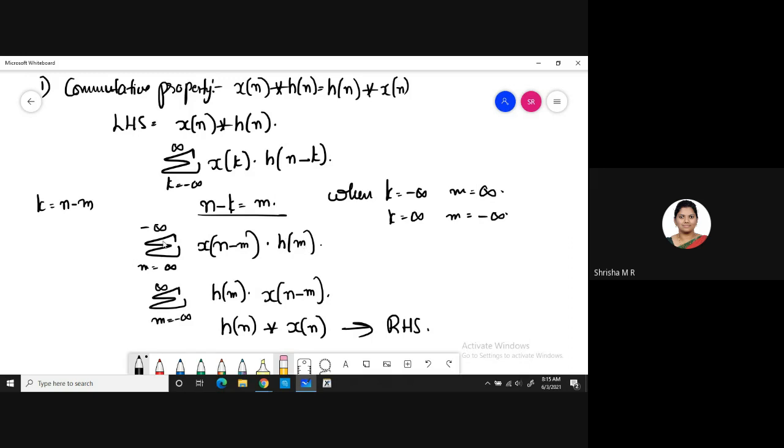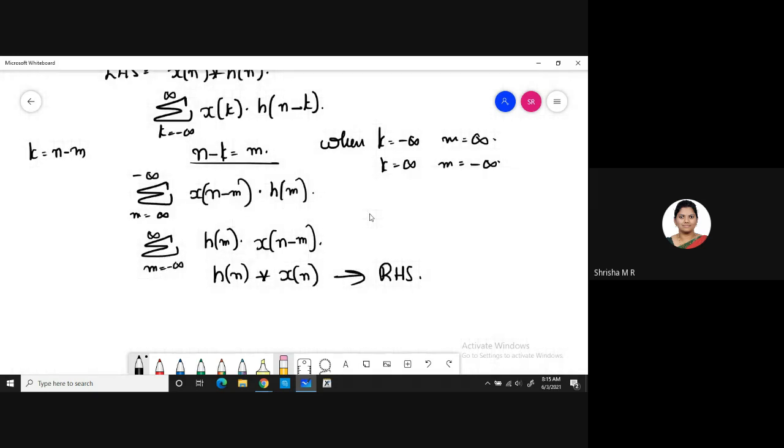So I can interchange the limits in summation without a negative sign. So I have summation m is equal to minus infinity to infinity h of m into x of n minus m. As you can see, this equation represents the convolution sum, right? So it's nothing but h of n convolved with x of n. So our RHS is proved. Got it, everyone? Is it clear?